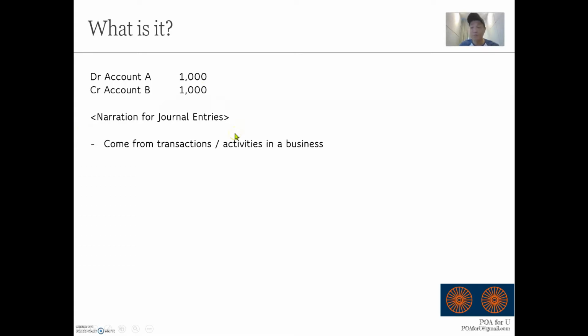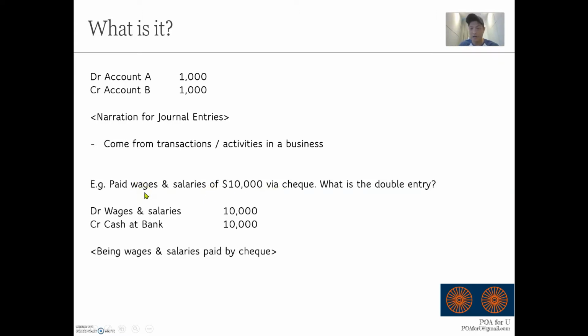Now I'm going to give you an example. The activity or the transaction is: the business paid salaries and wages of $10,000 via check. So what is the double entry or journal entry? In this case, we always ask ourselves what is happening and how it's happening. What's happening is wages and salaries were paid, and paid via check. And then in my mind, I would come out with debit wages and salaries, credit cash at bank.